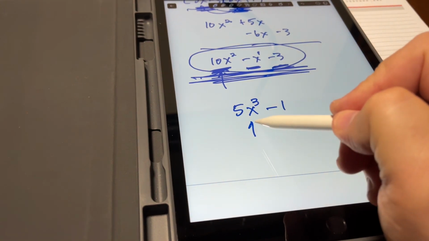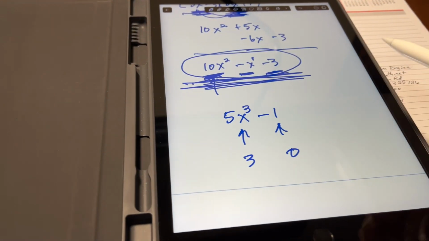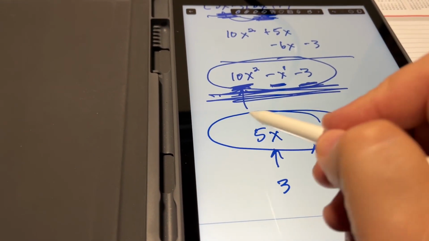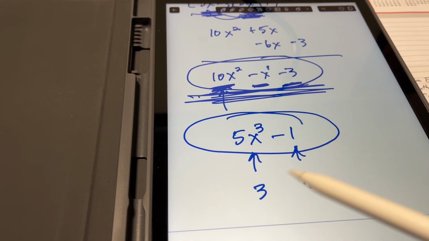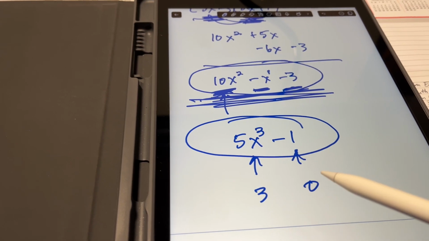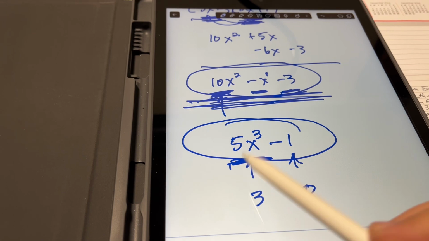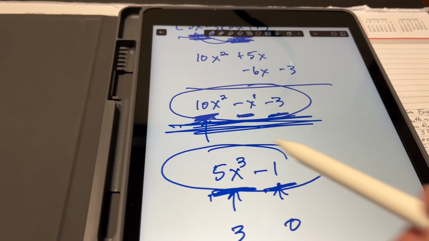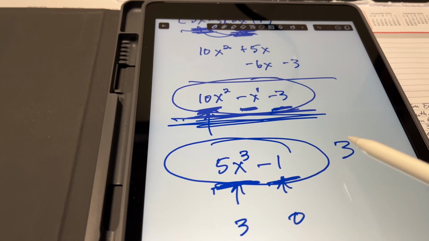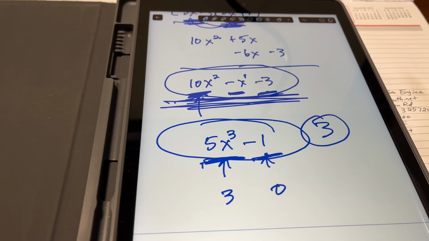So let's go a little bit further to look at this situation. So the degree of this term is a 3, and the degree of this term is a 0. But the degree of the overall binomial is a degree of 3 because the largest individual term was a degree of 3. So this individual term has a degree of 3. This individual term has a degree of 0. But the overall degree of this is 3 because that was the biggest individual term's degree.